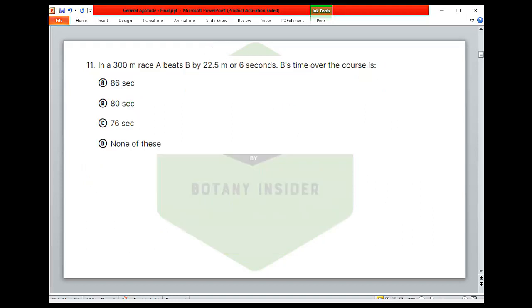Okay, this is the next question for you all. In a 300-meter race, A beats B by 22.5 meters or 6 seconds. B's time over the course is how much time B is taking for the complete race. Understand this again and try to find the answer now, everyone.